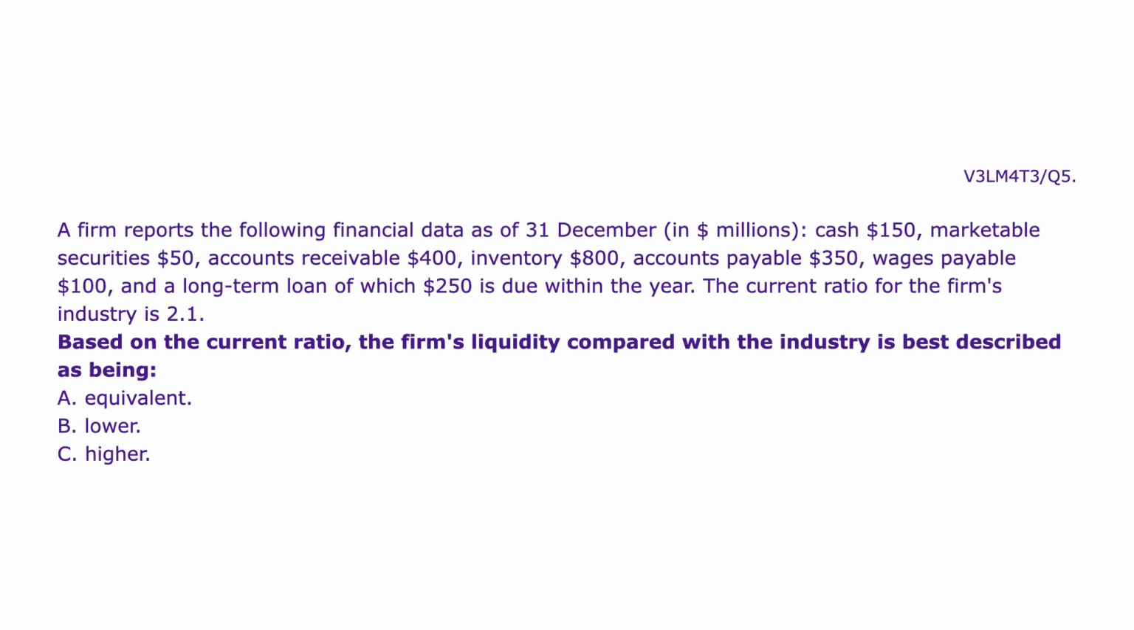A firm reports the following financial data as of December 31st, in $ millions. Cash $150, marketable securities $50, accounts receivable $400, inventory $800, accounts payable $350, wages payable $100, and a long-term loan of which $250 is due within the year. The current ratio for the firm's industry is 2.1. Based on the current ratio, the firm's liquidity compared with the industry is best described as being A. Equivalent, B. Lower, C. Higher.